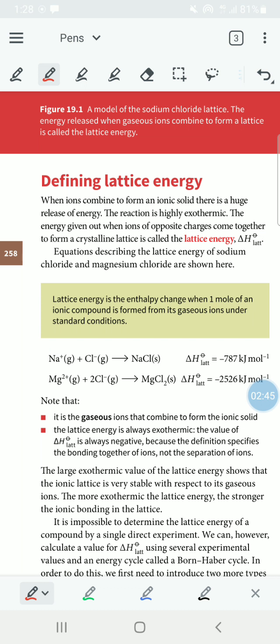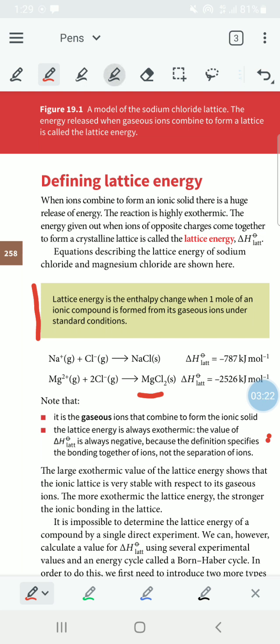Then let's look at the next example: magnesium and chlorine joining together to produce magnesium chloride. Because magnesium has a charge of 2 plus, to cancel it there have to be 2 chlorine atoms joining. But that goes parallel to our definition: 1 mole of an ionic compound is formed. MgCl2 is only 1 mole, even though to produce it we require 2 moles of chlorine, and that doesn't really change anything.